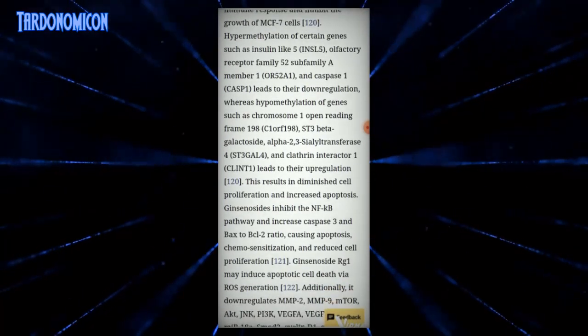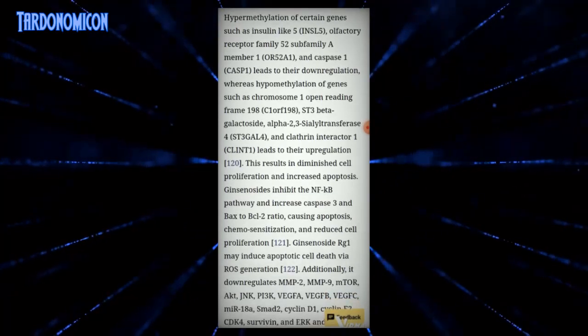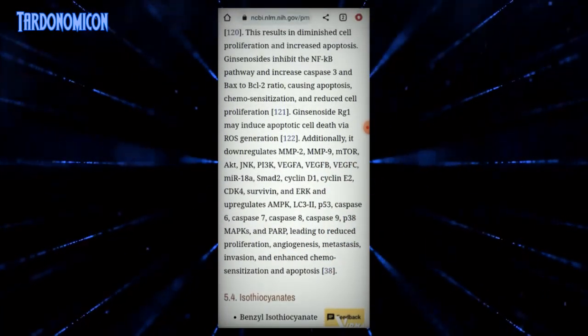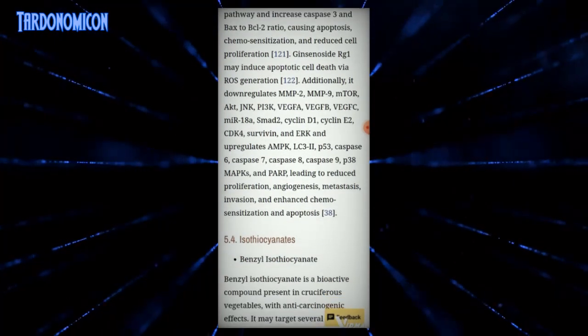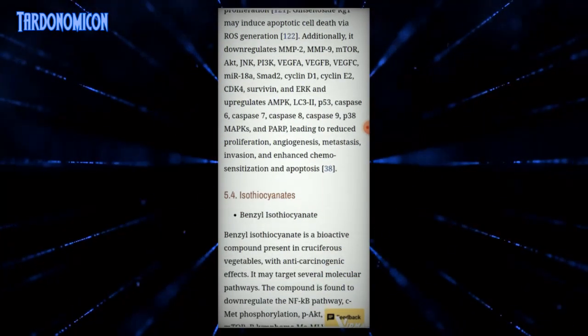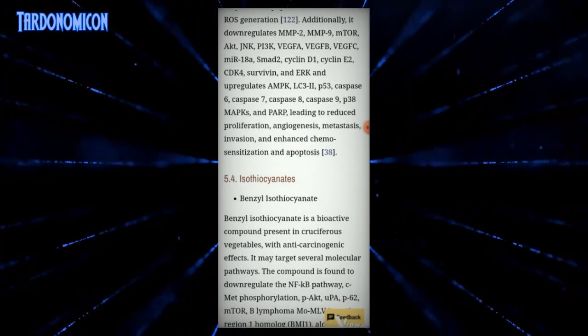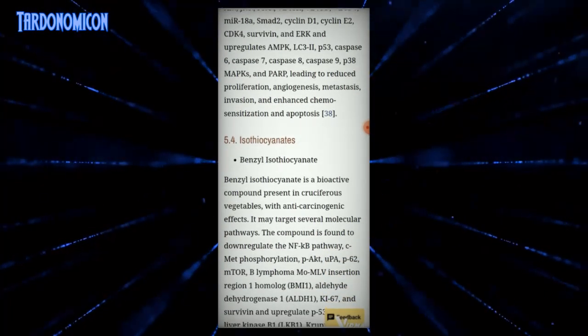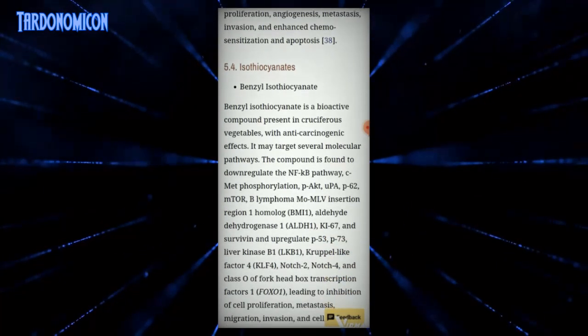Hypermethylation of certain genes such as insulin-like 5, olfactory receptor family, ginsenosides inhibit. So what it does is it reduces proliferation, angiogenesis, metastases, invasion, and enhances chemosensitivity and apoptosis.